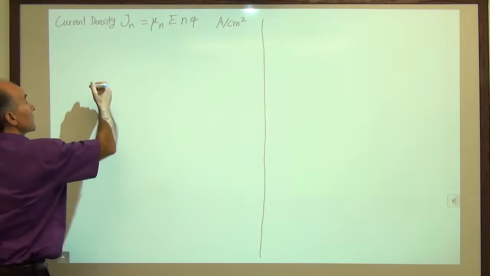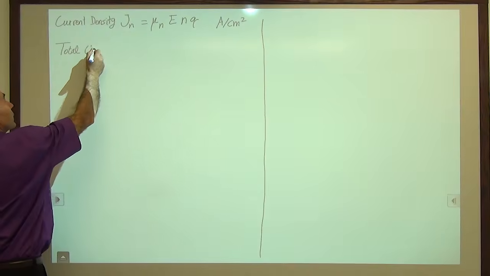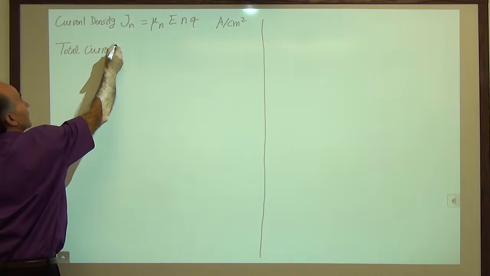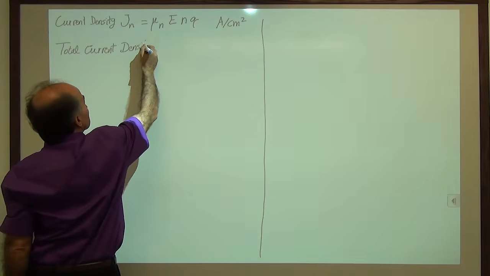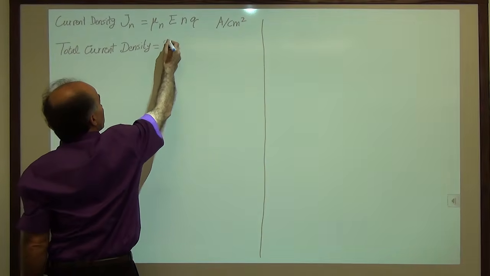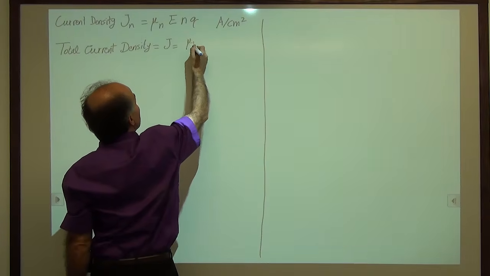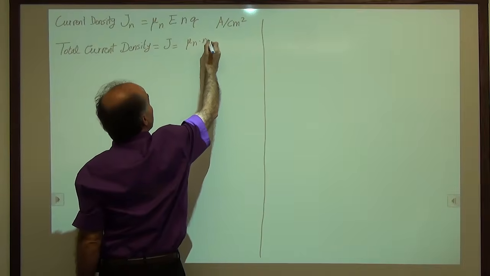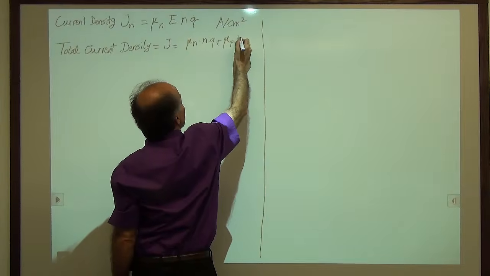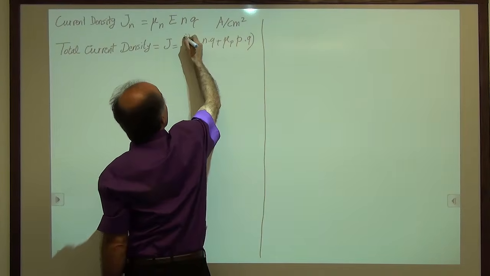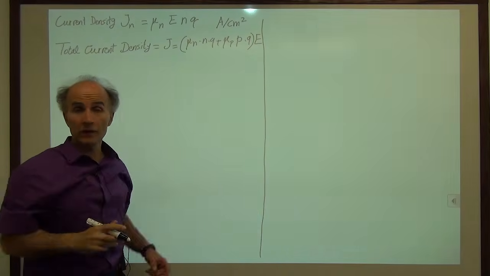So in general, this is what we will see. It's a total current density, which we just write as J, is equal to, we have mu n times q plus mu p times q, and then all of this multiplied by the electric field. So this is in general.